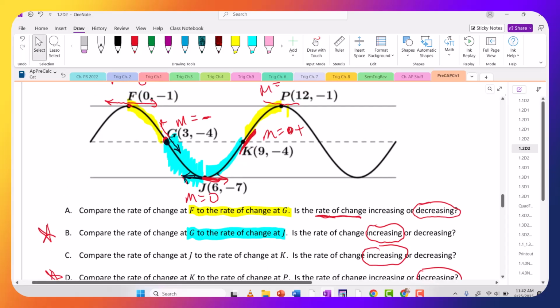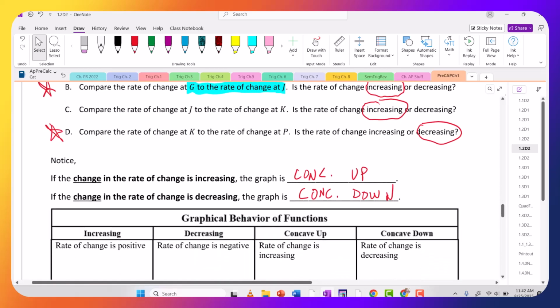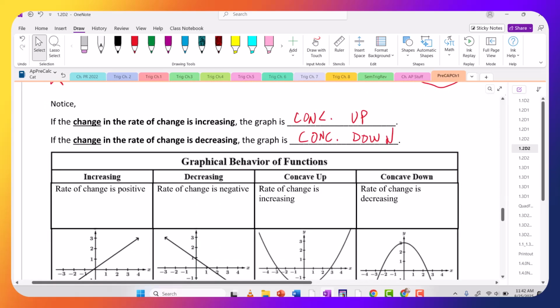The graph itself is increasing. That means the y's are increasing. But the rates of change are decreasing, because they're going from a big number to 0. And that's the difference. And then I have another statement to say about this. And that is really the big deal. All right, there you go.